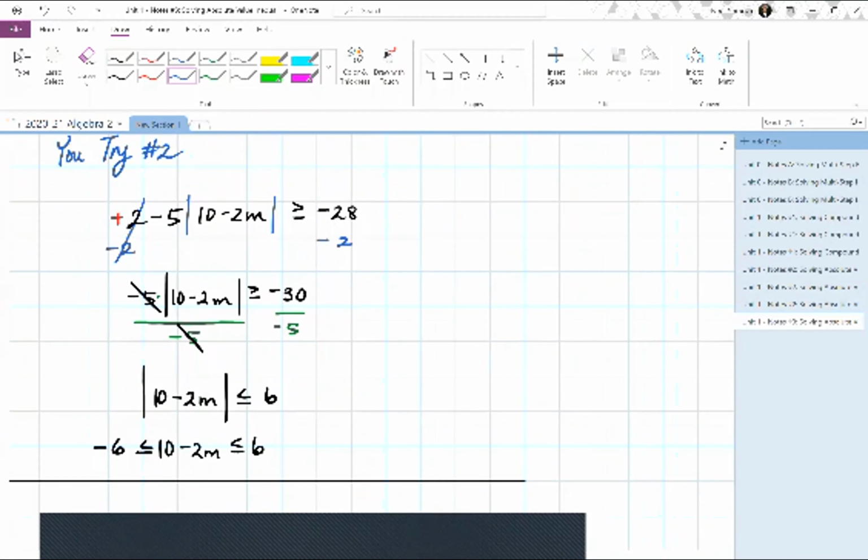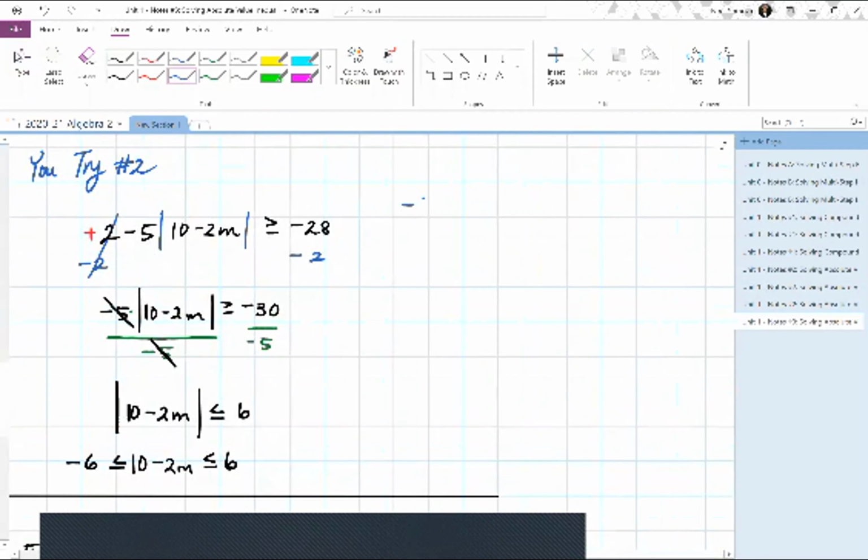Okay, so I'm going to go back up here to the top. Let me rewrite it. Okay, so now we want to solve from the middle, work our way out from the middle. So let's first subtract the 10 from all three sides. We're going to get negative 16 is less than or equal to negative 2m, which is less than or equal to negative 4.